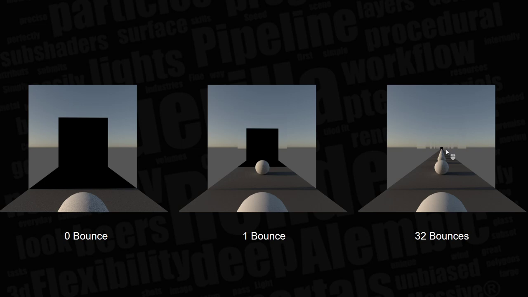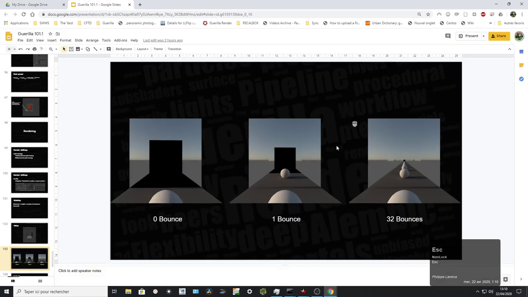I say close because we are not in an infinite world, so as you can see, even with 32 bounces, I still have a tiny black part right there. But 32 bounces is already really, really a lot of bounces. For most cases in production, we're not going to use that.